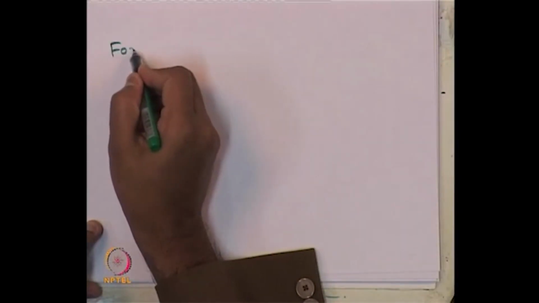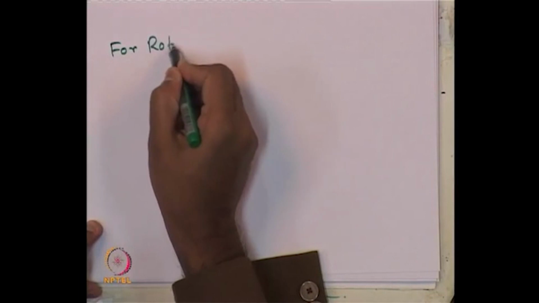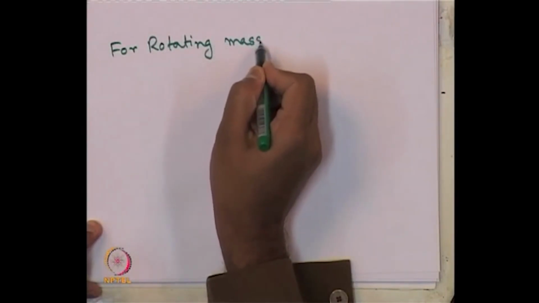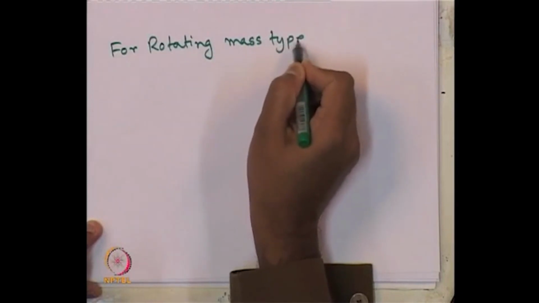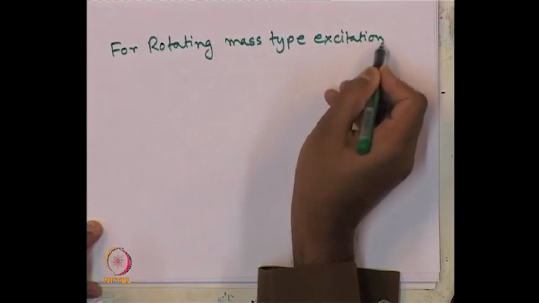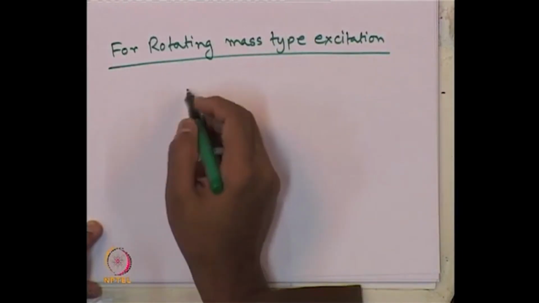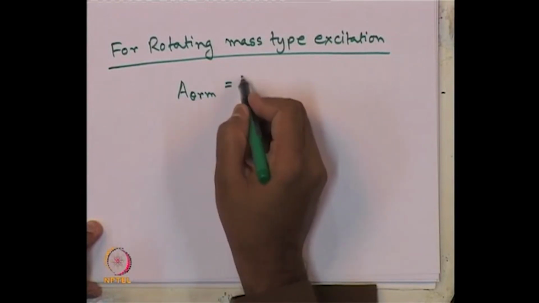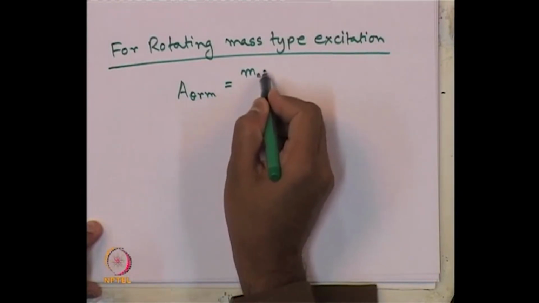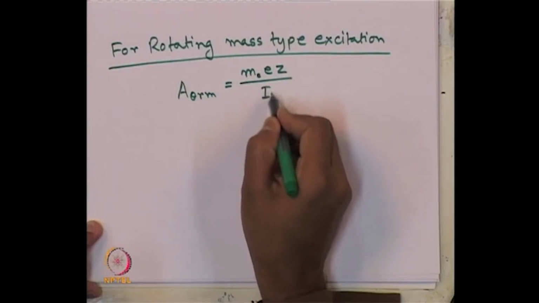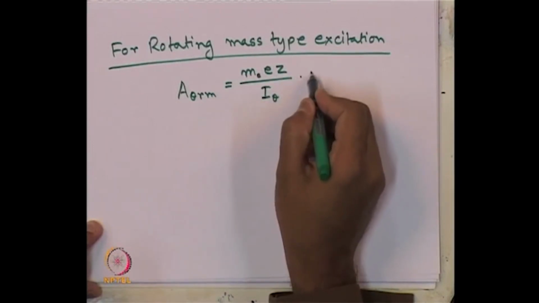Now for rotating mass type excitation, what is the formula we should use? A theta r m is M e e z by I theta times m theta.